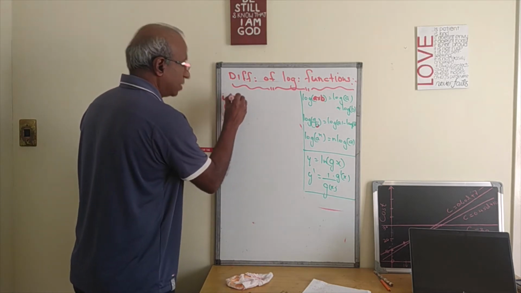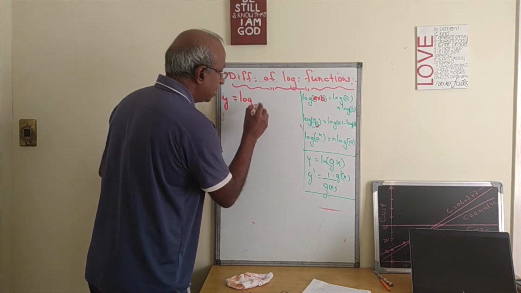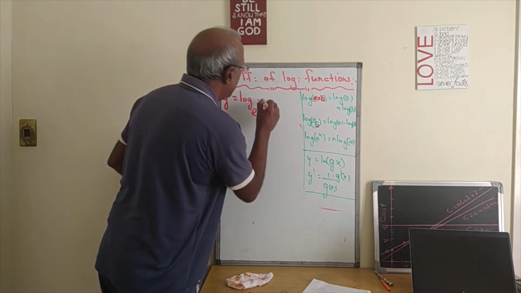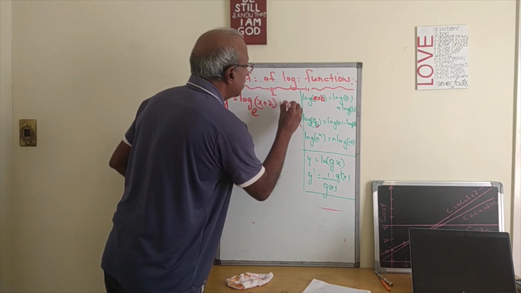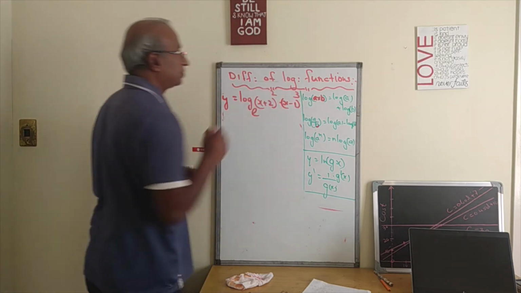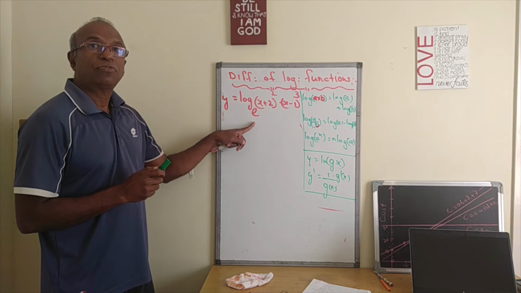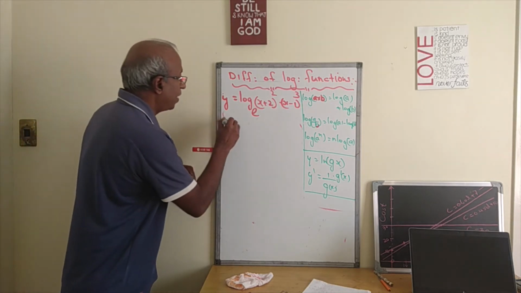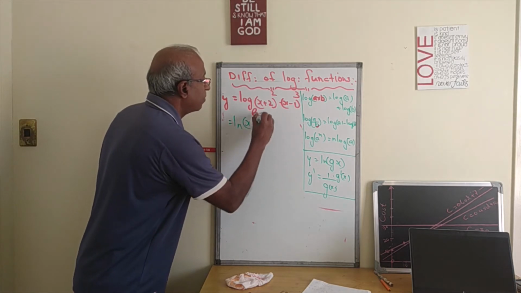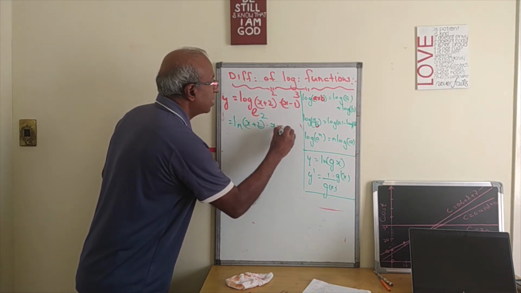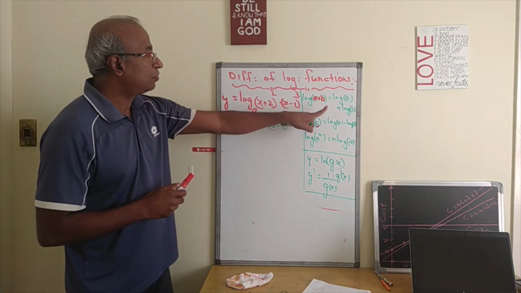y equals log to the base e of (x plus 2) the whole thing squared times (x minus 1) to the power of 3. Okay, let's differentiate it. When you look at the question, log to the base of e, that we know is ln, of (x plus 2) the whole thing to the power of 2 times (x minus 1) to the power of 3.